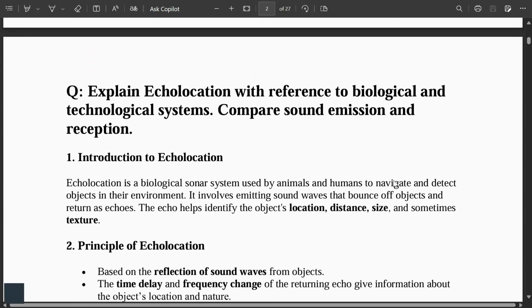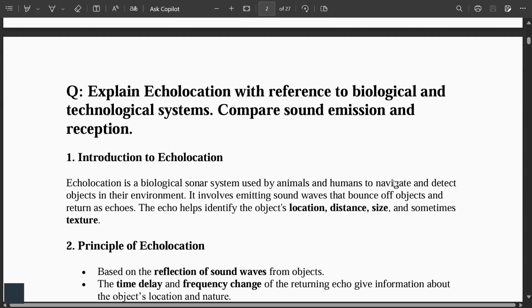Explain echolocation with reference to the biological and the technological system. Compare the sound emission and the reception. So, introduction to echolocation: it is a biological sonar system used by animals and humans to navigate and detect objects in the environment. It involves emitting sound waves that bounce off the object and return as echoes. The echo helps identify the object's location, distance, and size.